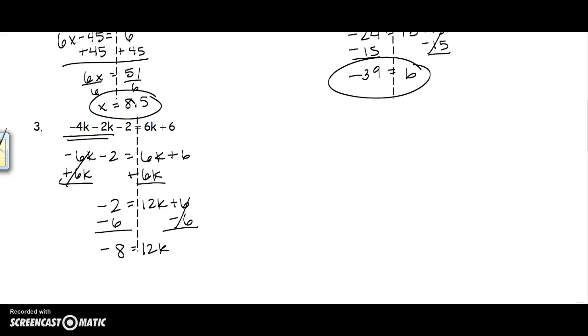This one's going to be a small decimal. So you're going to divide by 12. And then you're going to get negative 0.6 repeating for your answer. So go ahead, try the in-class practice, and then raise your hand to have it checked.